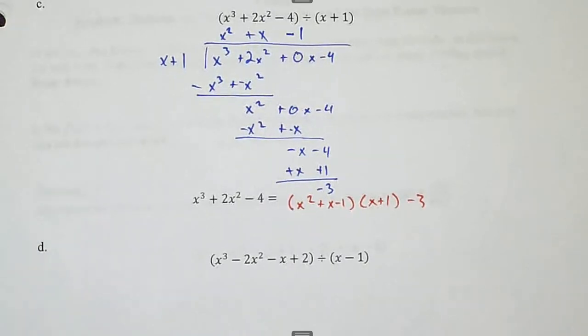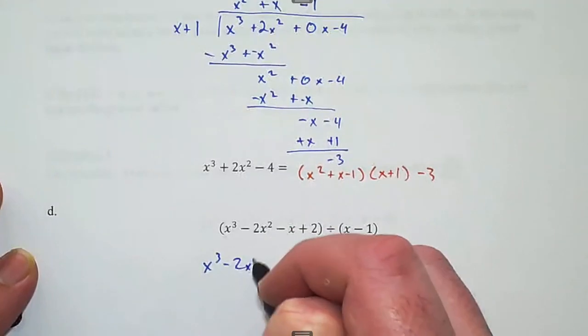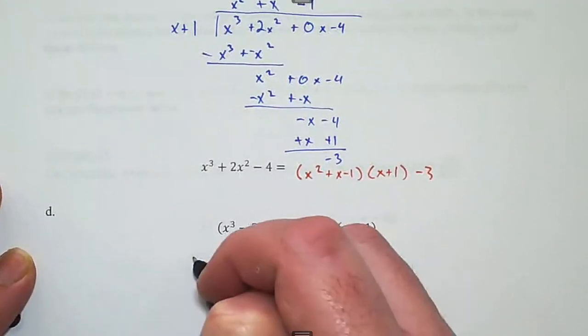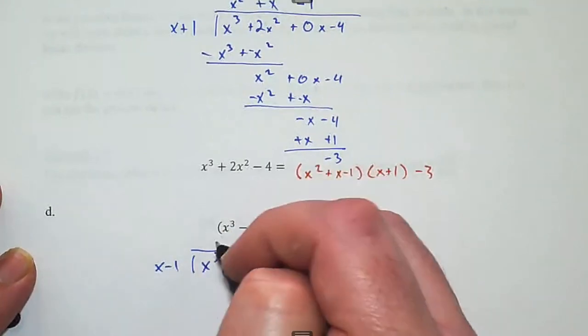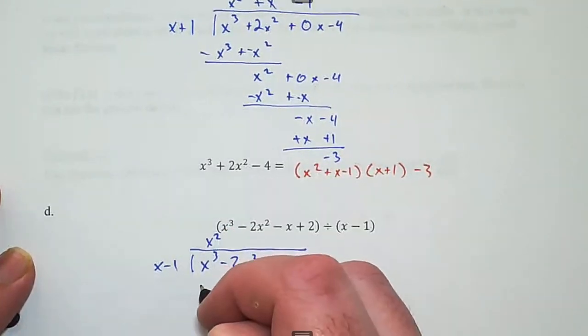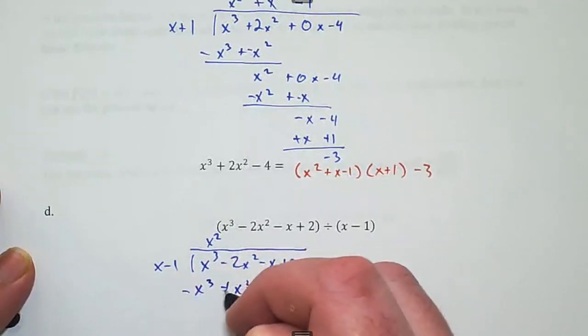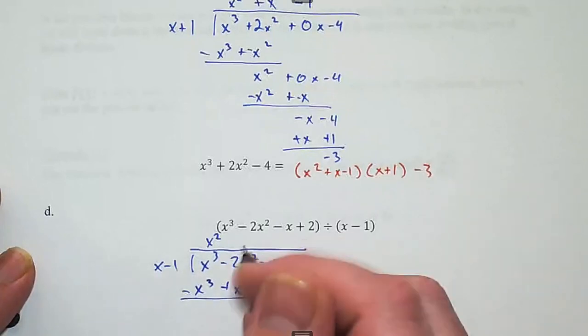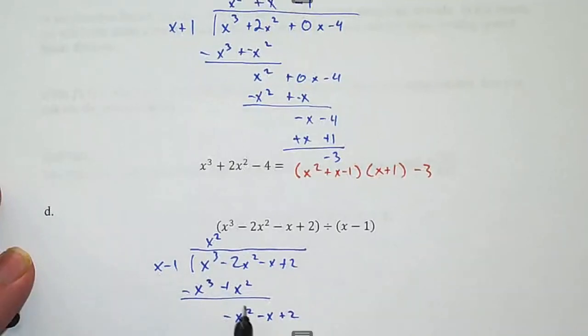All right, so on letter D, let's take a look at that one. x goes into x cubed, x squared times. And I get x cubed minus x squared, but I change the signs. This gives me a negative x squared minus x plus 2. x goes into negative x squared negative x times.